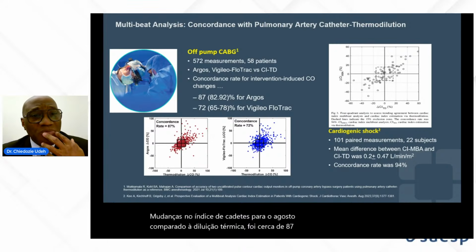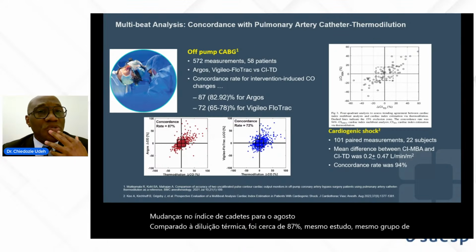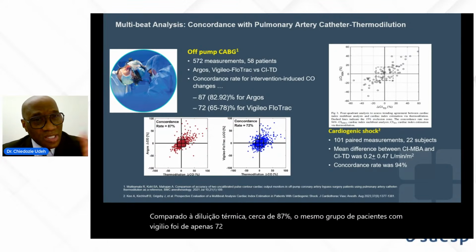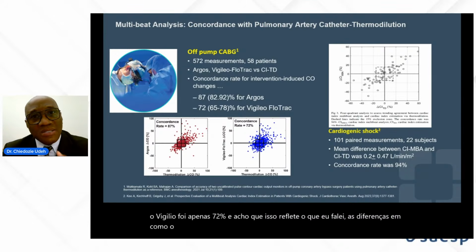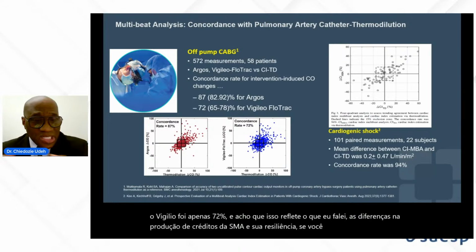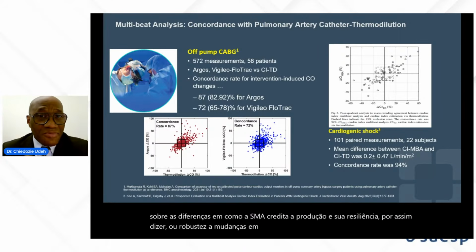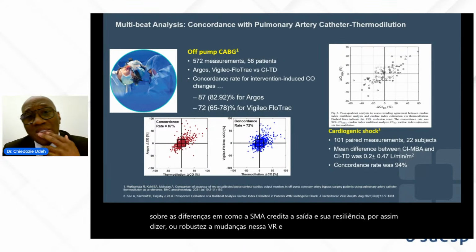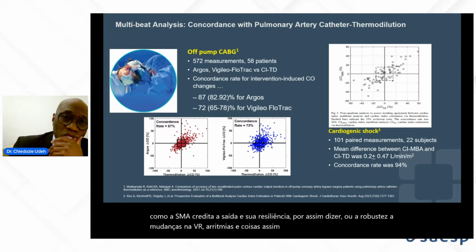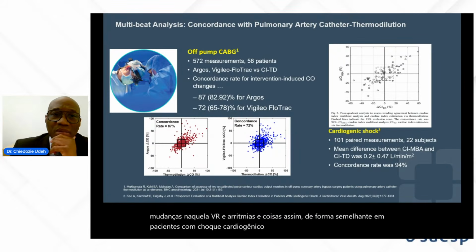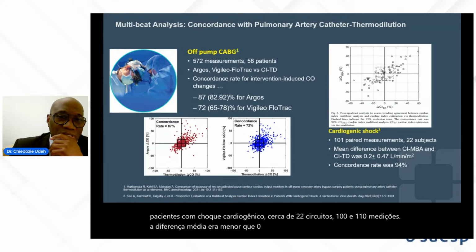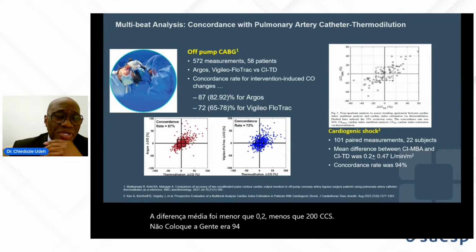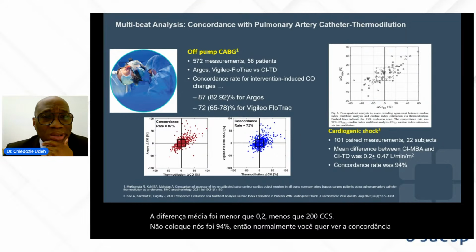Same study, same group of patients, with the Vigileo was only 72%. And I think this reflects what I talked about, the differences in how they estimate cardiac output and their resilience, if you will, or robustness to changes in SVR and arrhythmias and things like that. Similarly, in patients with cardiogenic shock, about 22 subjects, 101 paired measurements, the mean difference was less than 0.2, less than 200 cc's. Concordance was 94%. So typically you want to see concordance rates above 90%.